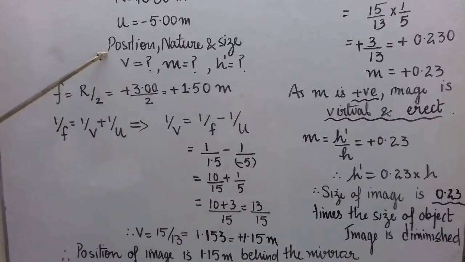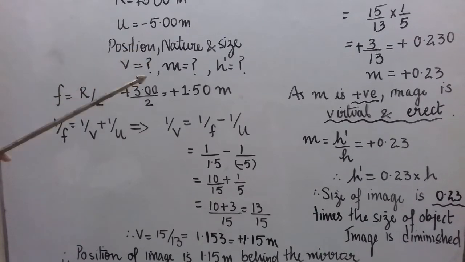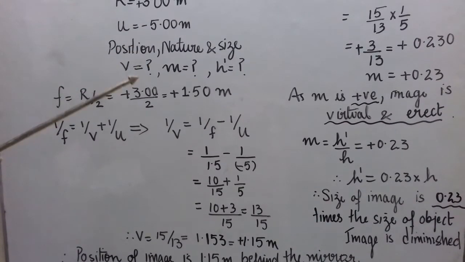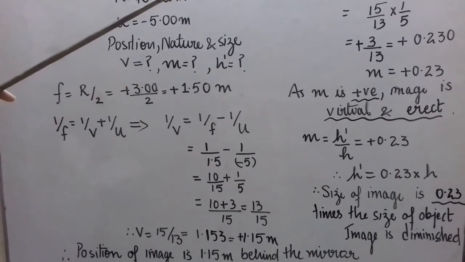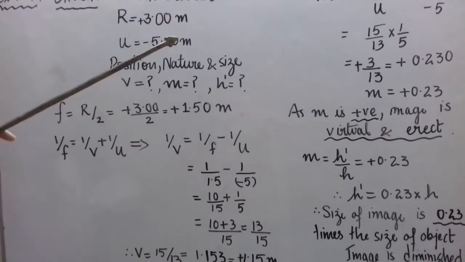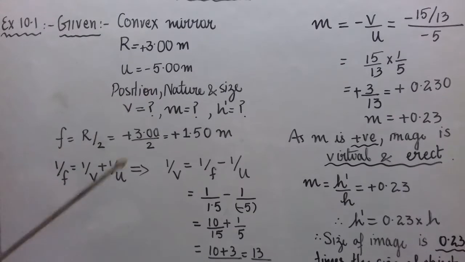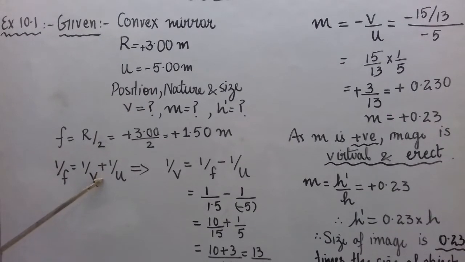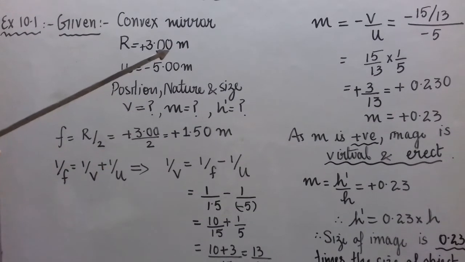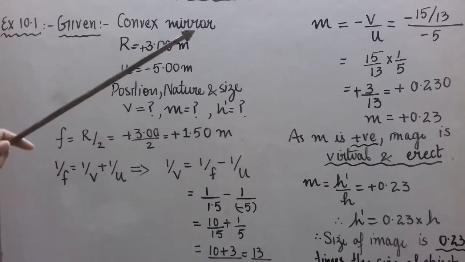We have done this part. Next is nature. To find the nature, best way is to find the magnification. Now M magnification for mirrors is equal to minus V upon U. Remember, here we have V positive and in the magnification formula for mirrors we have minus V upon U.